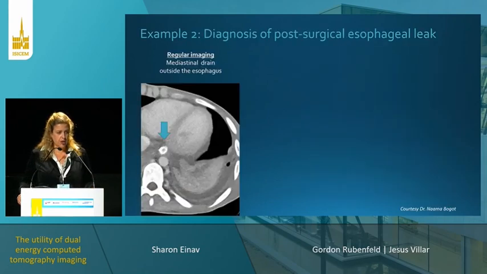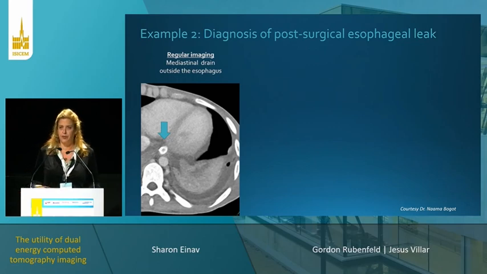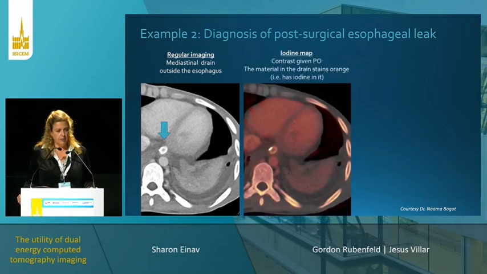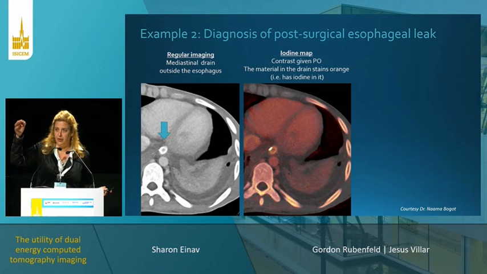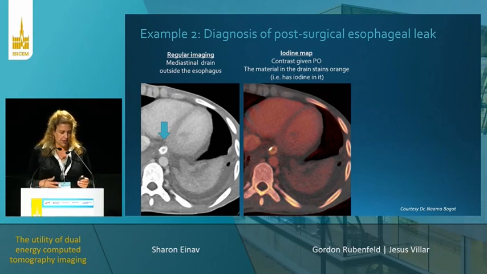The next one is diagnosis of post-surgical esophageal leak. Here we had a patient with a mediastinal drain outside the esophagus after esophageal surgery. We gave contrast per os, and we saw contrast within the drain. For those of you that are not familiar, this is the drain. What you see here highlighted in white is just that line that we have along the drain to know where it is in regular chest x-rays.